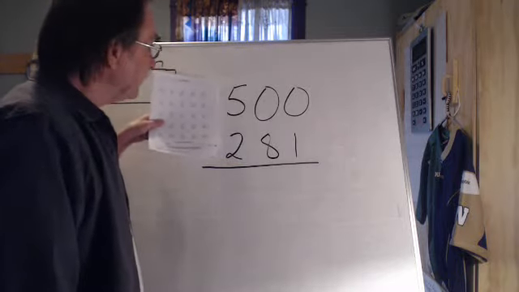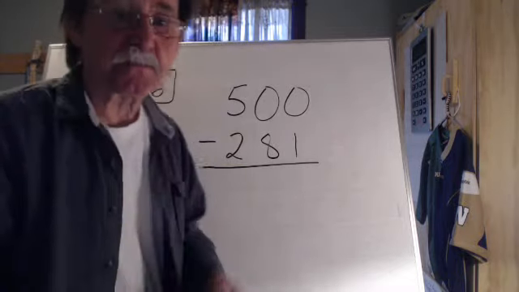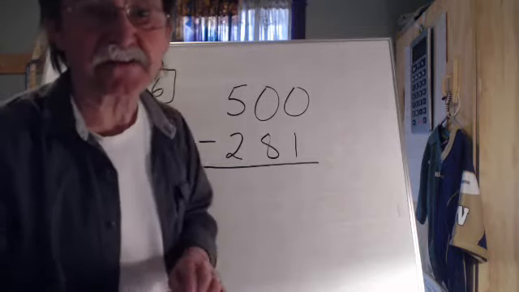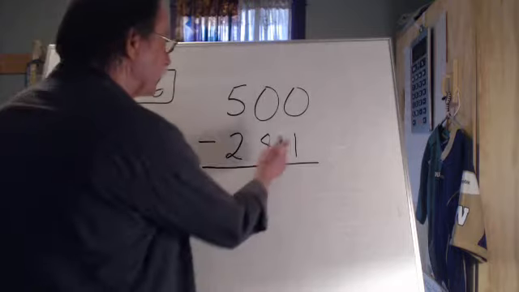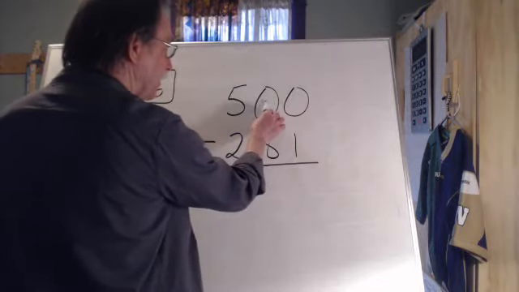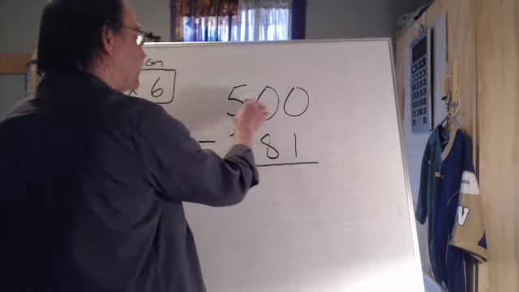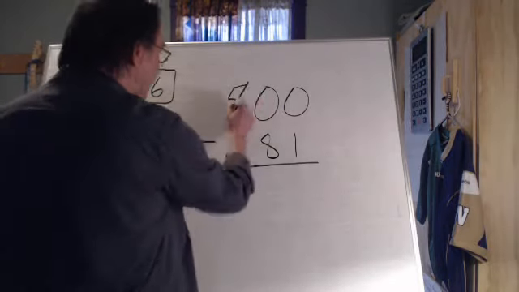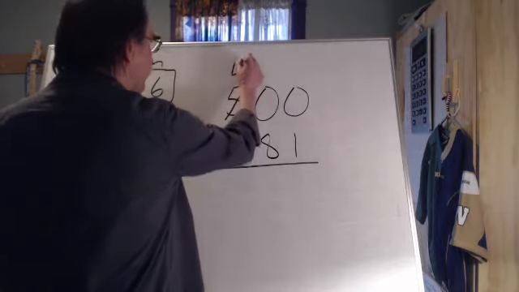And this is what we do. This is why I wrote this really big, because it's going to get kind of messy here, okay? So we need to borrow for this 0. We go next door, there's nothing there. So we still have to keep going. So at the end of the day, this 5 is going to become a 4.